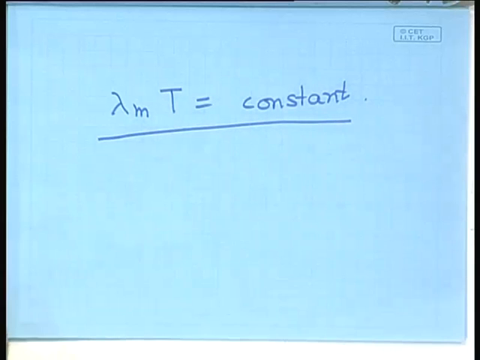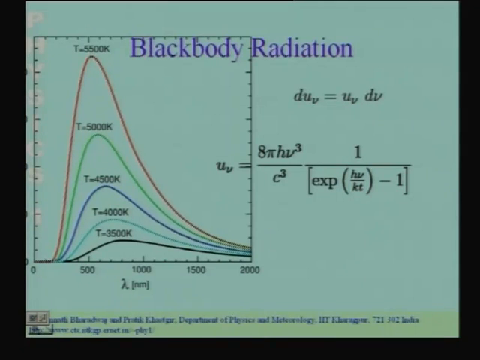Lambda m refers to the wavelength where the black body spectrum peaks, and T refers to the temperature of the black body. So, it has been found that as you increase the temperature, the wavelength where the black body spectrum peaks keeps on getting smaller and smaller. So, the black body radiation is the spectrum of the radiation that arises when you have radiation in thermal equilibrium with matter.